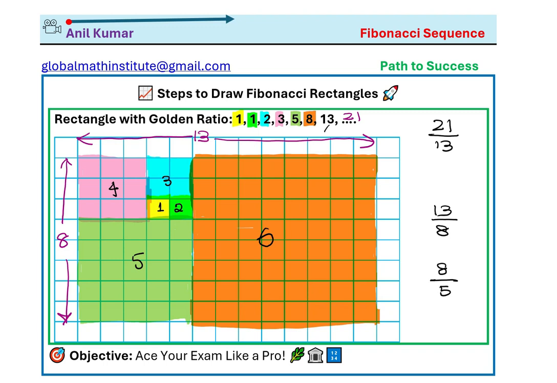So 21 divided by 13 gives us a value in decimals 1.615. 13 divided by 8 gives us a value which is 1.625. And 8 divided by 5 gives us a value which is 1.6, right? So you see, all of them have something in common, and that is definitely 1.6. And if you continue this process with two more rectangles, you will approach a ratio which is called the golden ratio. So it is 1.618, right? So you can see from 1.6, we kind of approach this ratio. So 1.6 also is a very close number.